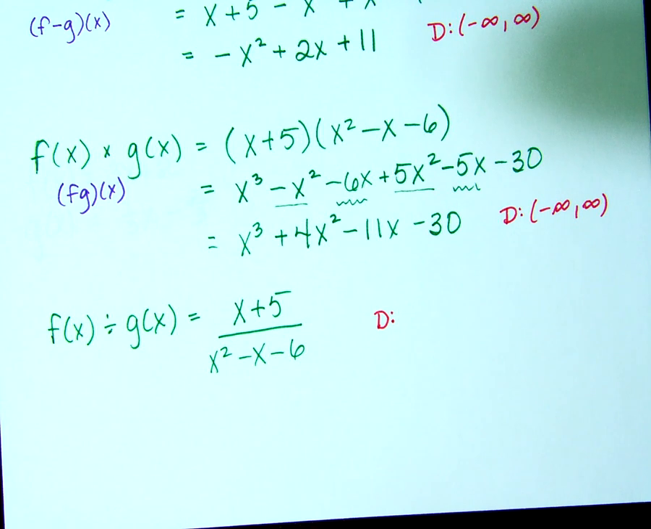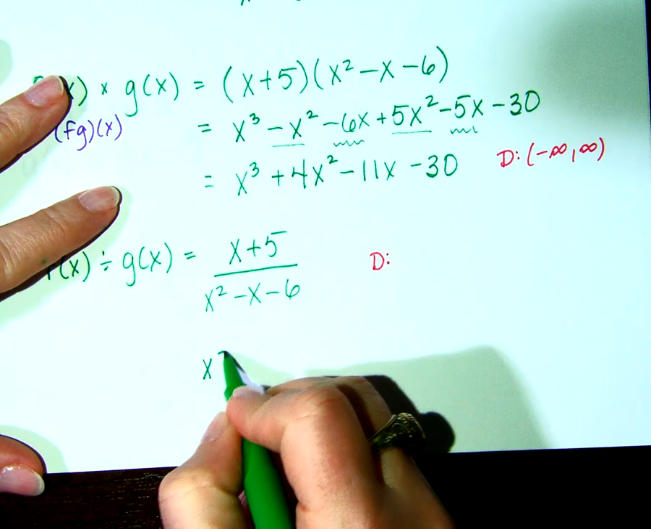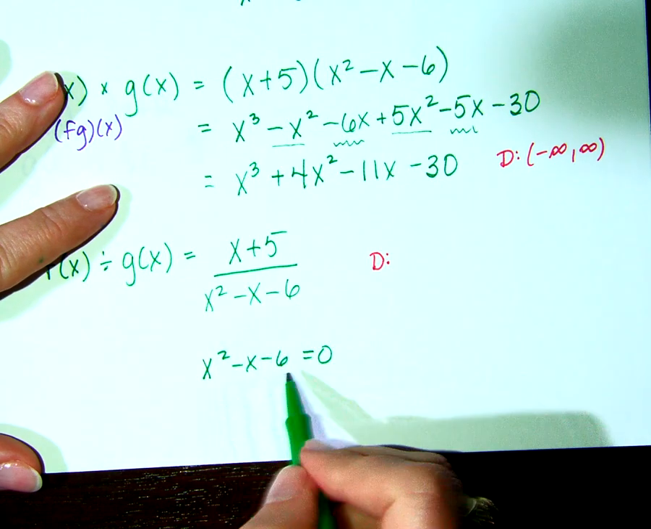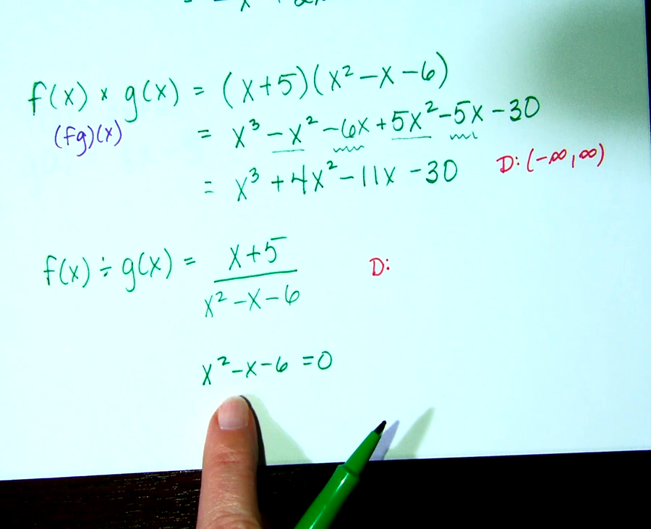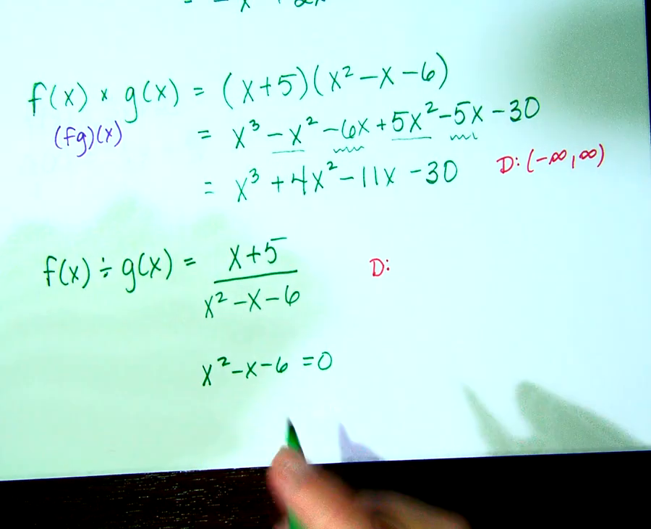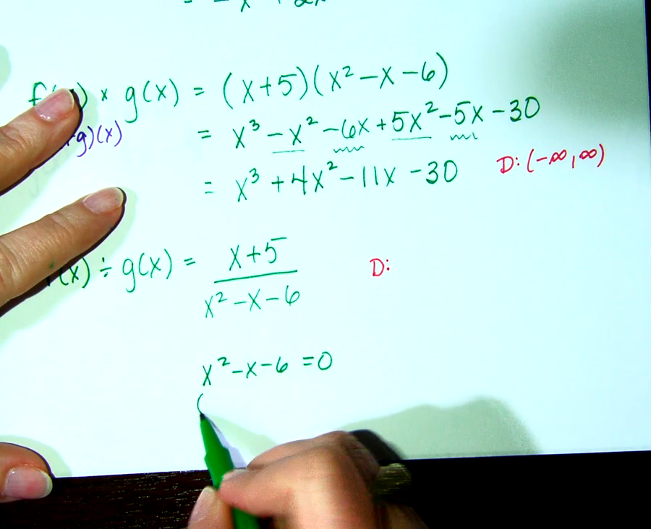So what I have to do is figure out where it is 0, and then that cannot be part of my domain, okay? So I actually have to step away and say x squared minus x minus 6 equals 0. I have to take the denominator and actually set it equal to 0. How am I going to solve this? Oh, factoring, right? Factoring, okay. What multiplies to be negative 6 and adds to be negative 1?